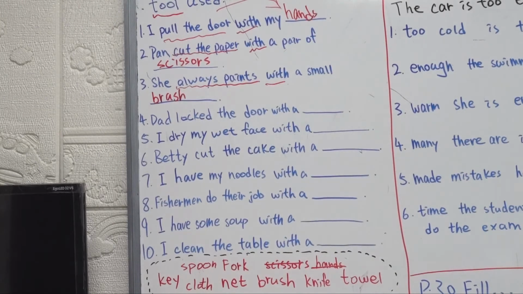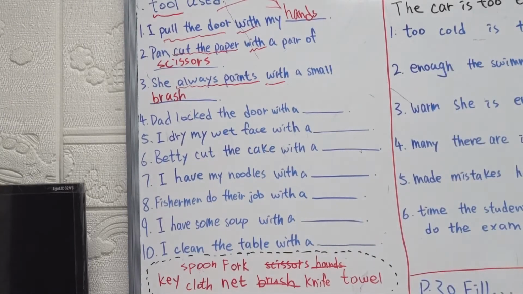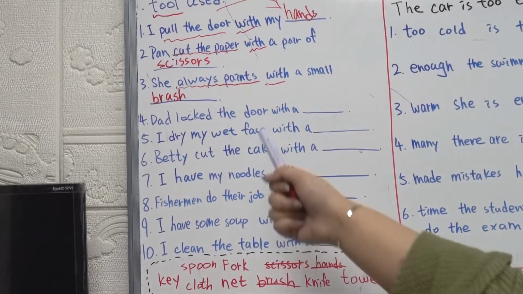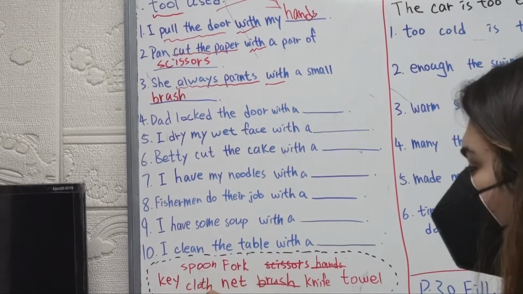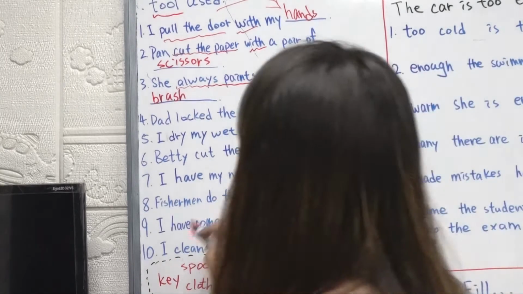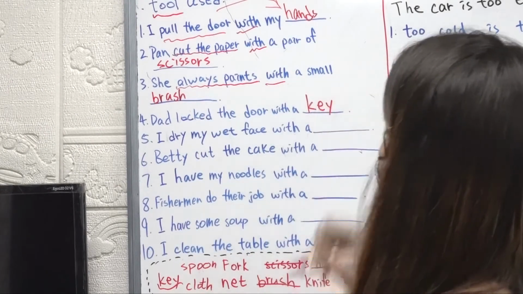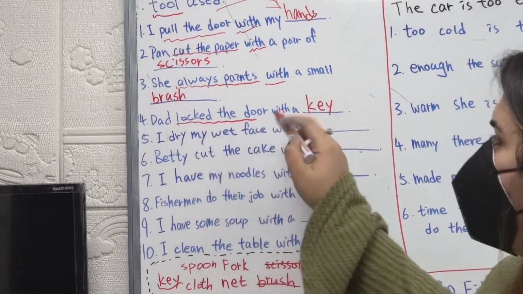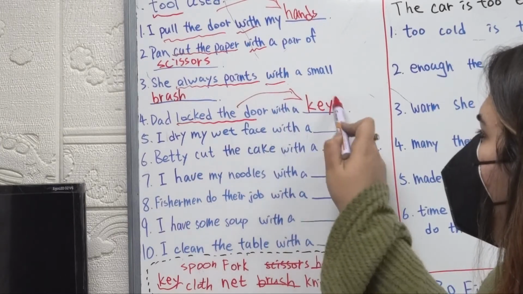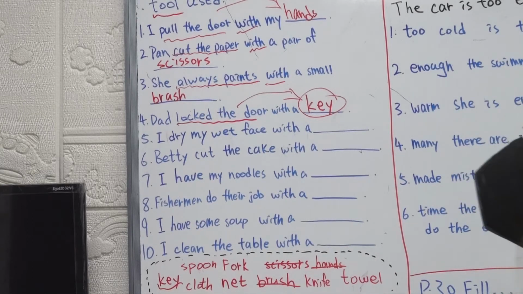Number 4. So we have used the word brush. Good. Number 4. Dad locked the door with a key. Good boys, good girls. Okay, key. So all Dad did was lock the door. And the tool he used was a key. Alright? With a key.